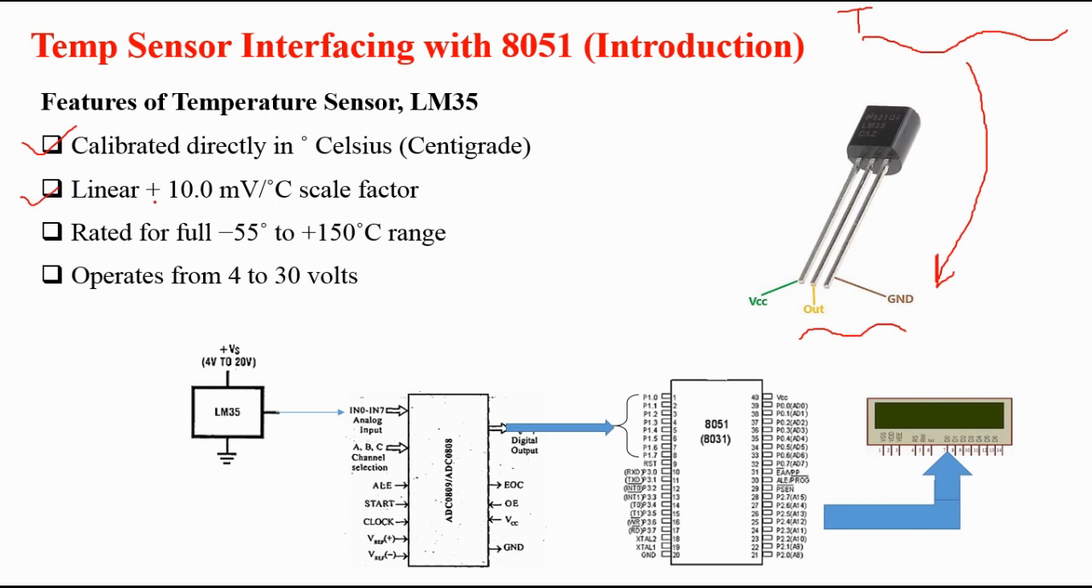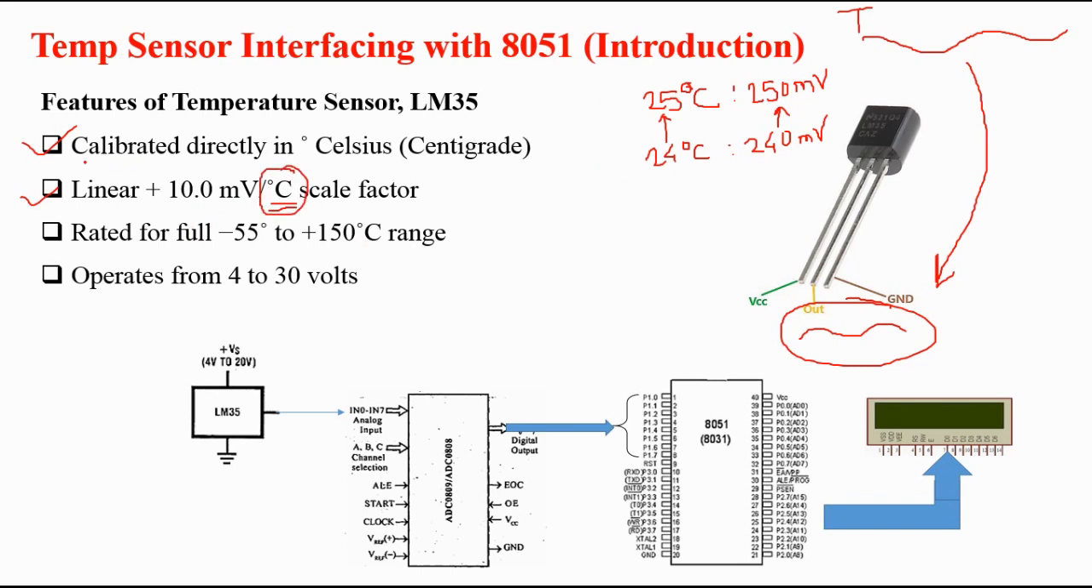It has a linear plus 10 millivolt per degree centigrade scale factor. It means that, let us suppose the temperature rises from 24 to 25 degrees centigrade, then the voltage output from this sensor will also change from 240 millivolt to 250 millivolt. It means that for 1 degree centigrade of change, from 24 to 25, there will be a 10 millivolt change, so 240 to 250. In this way it is calibrated directly in degree centigrade or degree Celsius, as told over here.